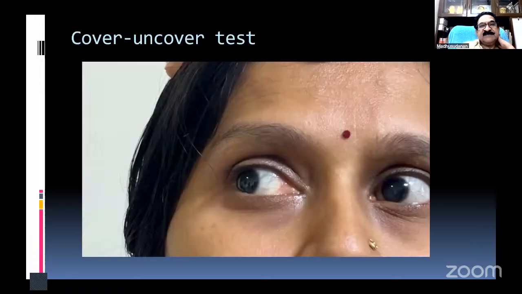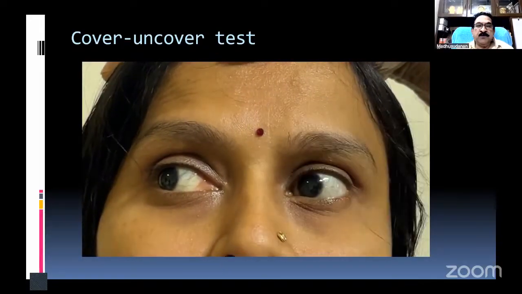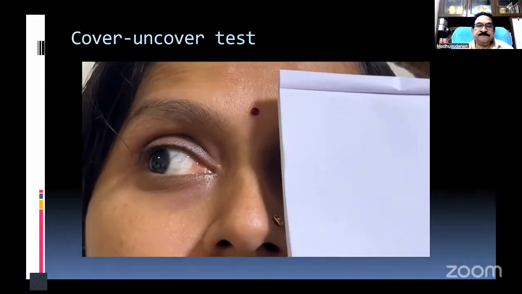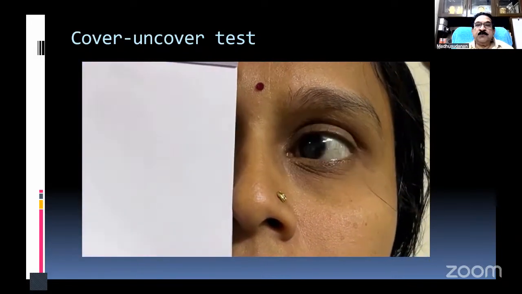Let us see the cover-uncover test. Suppose there is a mild, real paralysis of the muscle. When you do the uncover test, you can find the movement of the uncovered eye when you put the cover and remove it, and put the cover and remove it. I'm putting the cover on the left side and always looking at the uncovered eye. No movement at all. Then I cover the right eye, again no movement.